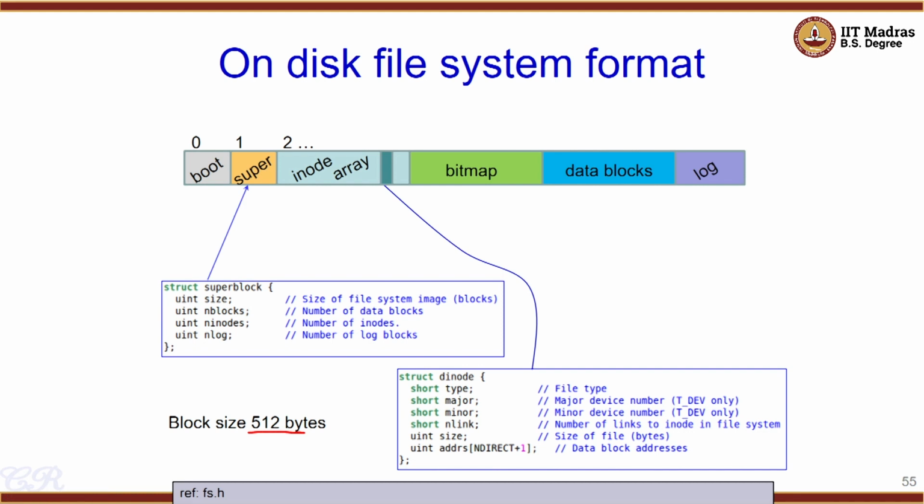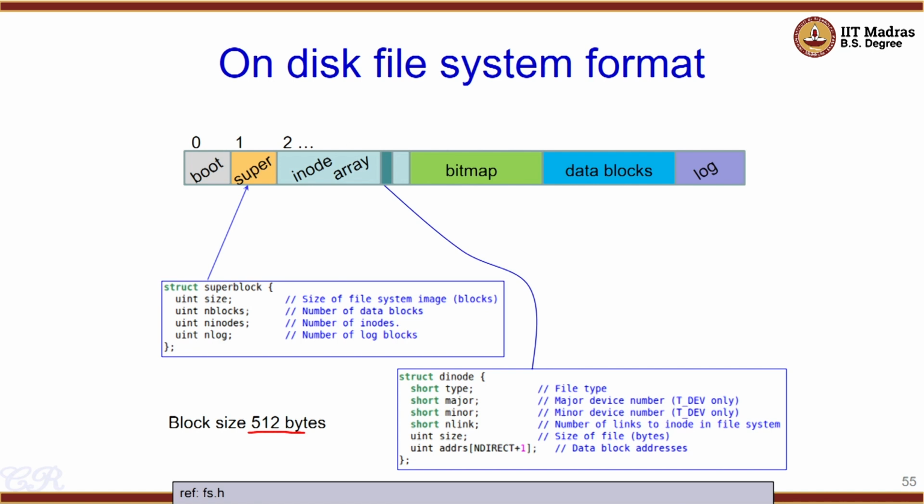Block number 0 is the boot block. This is potentially where you could start executing. You could have a bootloader present at this block to start off booting the system.